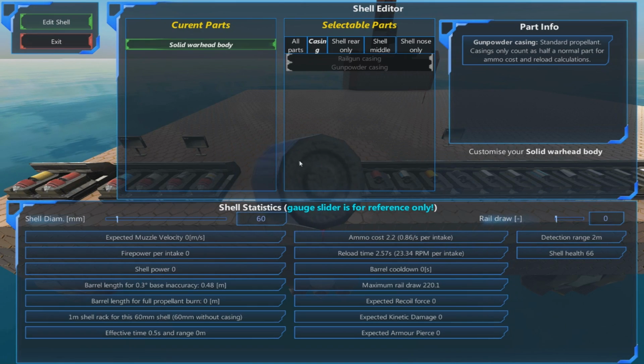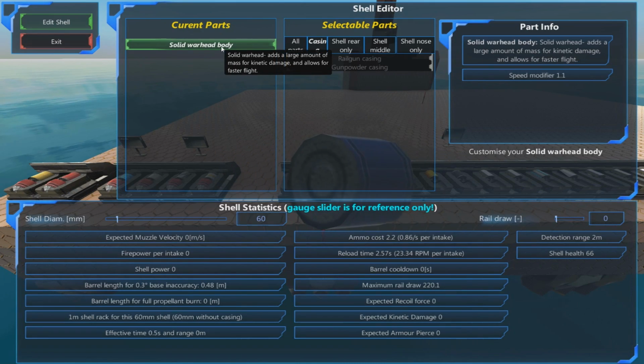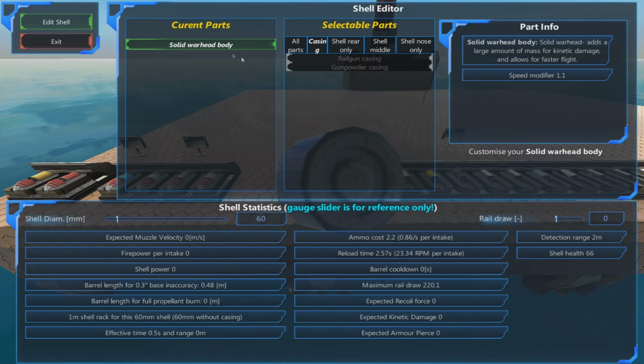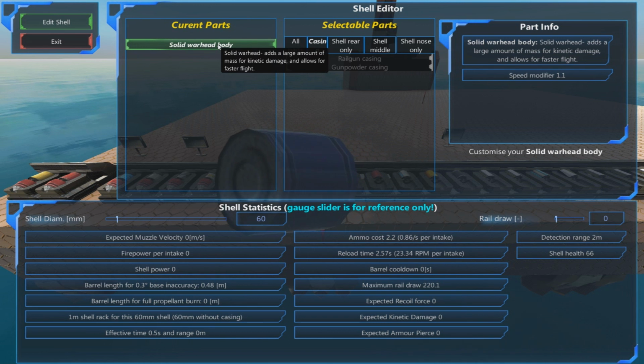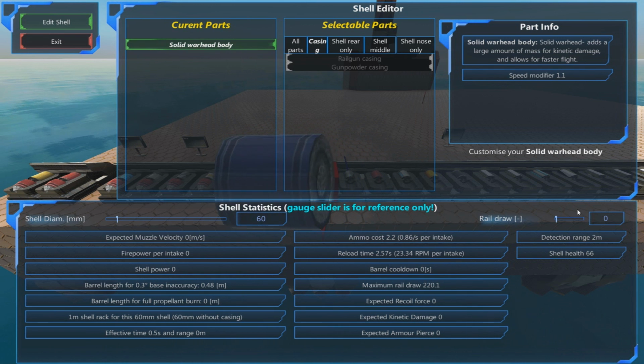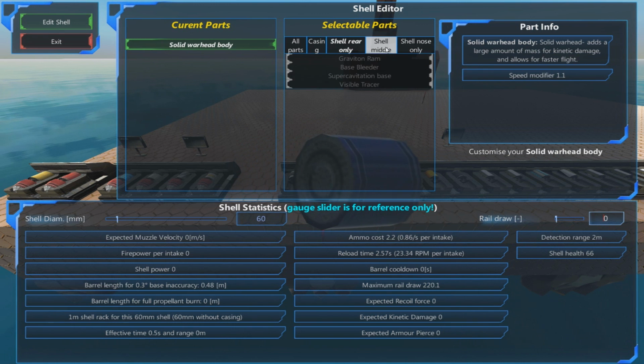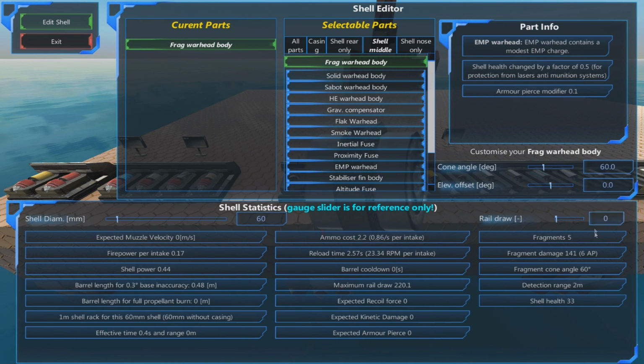If you don't want to do that, just adding or removing solid warheads actually helps a lot, because the solid warhead bodies allow your shell to fly faster. It's quite helpful. They also add a lot of kinetic damage, so let's turn this into a Frag Warhead Body again, and 300 rail draw. Actually, let's make that 200 rail draw because that's sensible.